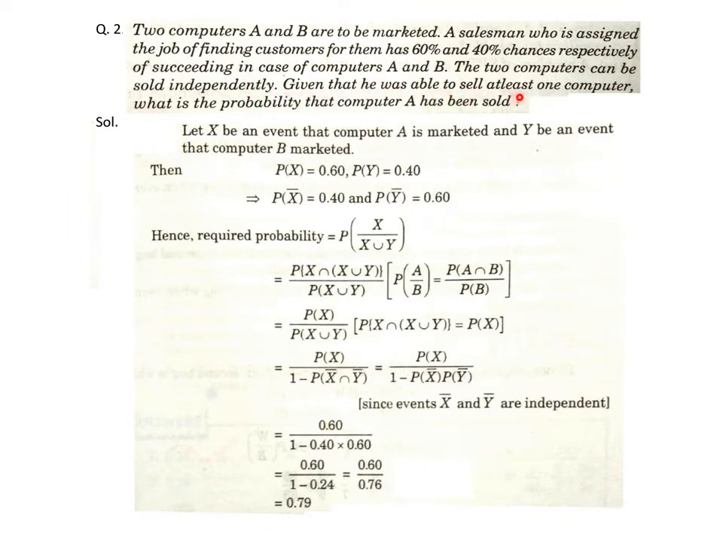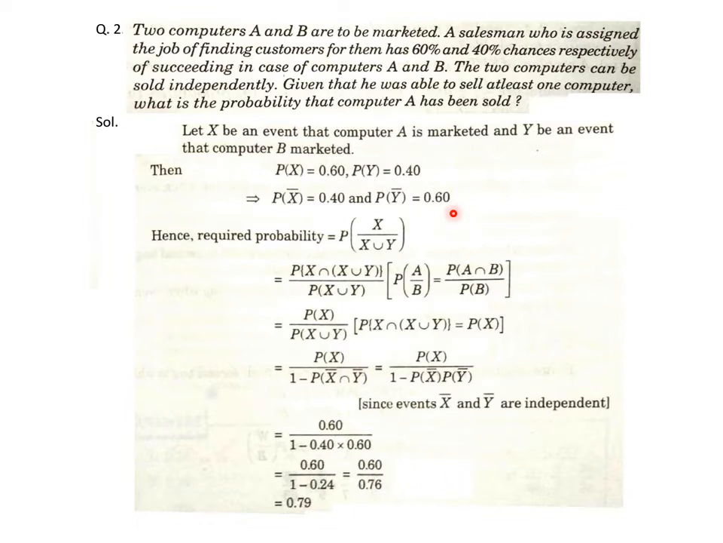Given that he was able to sell at least one computer, what is the probability that computer A has been sold? Let's start with assuming some event. Let X be an event that computer A is marketed and Y be an event that computer B is marketed. Then P(X) and P(Y) are given as 60% and 40% chances respectively for marketing of A and B computers. So P(X) is 0.60 and P(Y) is 0.40, and it is obvious that P(X bar) is 1 minus 0.60, that is 0.40, and P(Y bar) is 1 minus 0.40, that is 0.60.